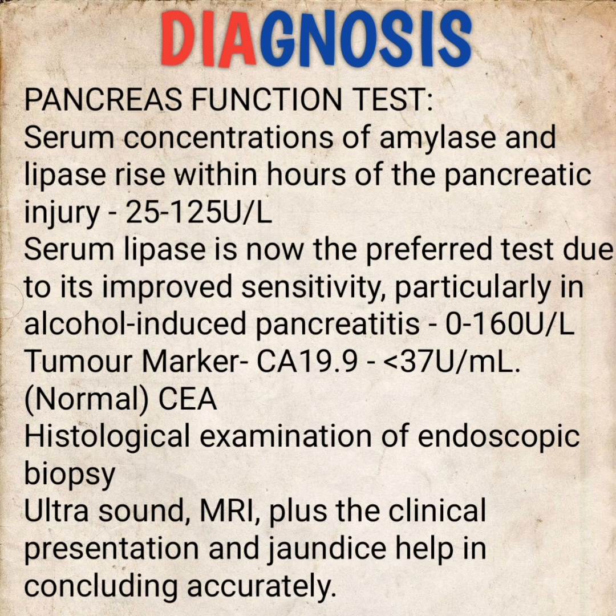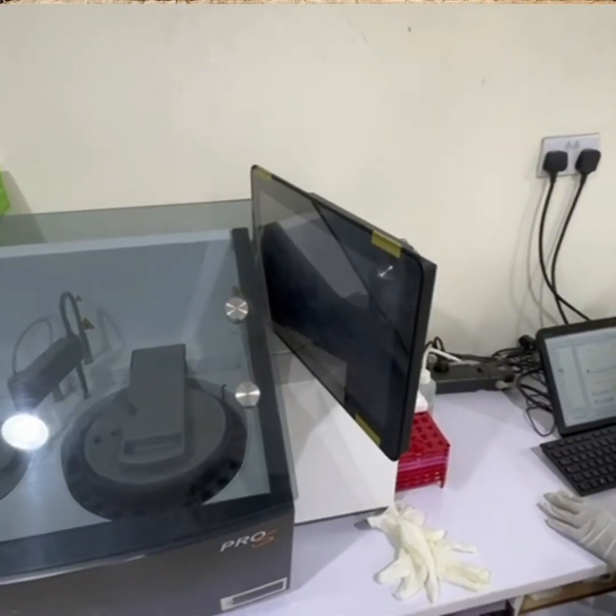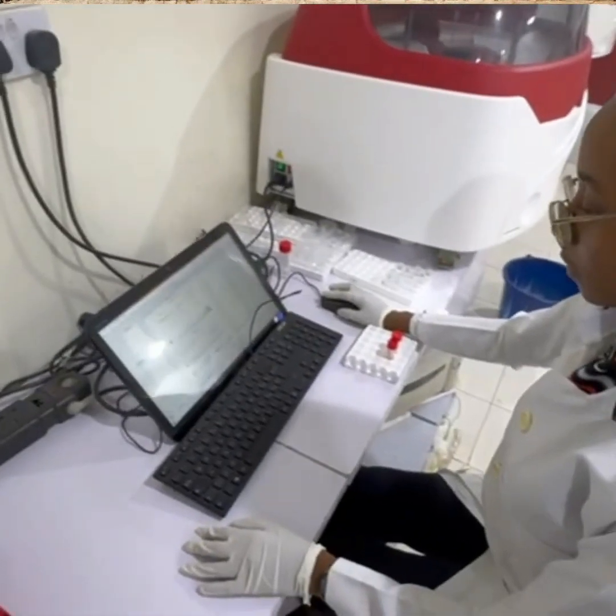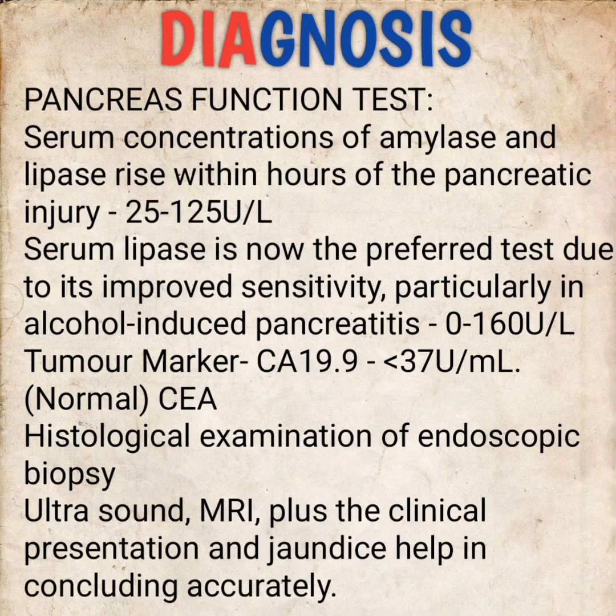The serum lipase is now the preferred test due to its improved sensitivity. It's more sensitive, particularly in alcohol-induced pancreatitis. Tumor markers: the carbohydrate antigen, you look for the normal value of 37. Histological examination of the biopsy is also another one. After all these tests have been done, you can also use ultrasound, MRI, plus the clinical presentation and jaundice in concluding accurately. Ordinarily, the carbohydrate antigen 19.9 would have been very useful.